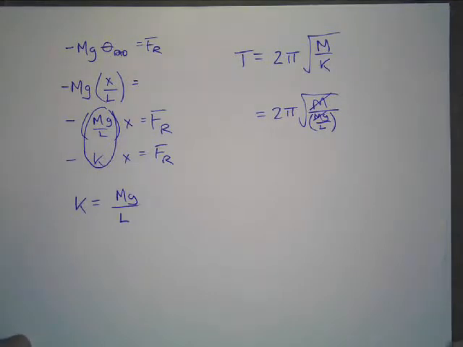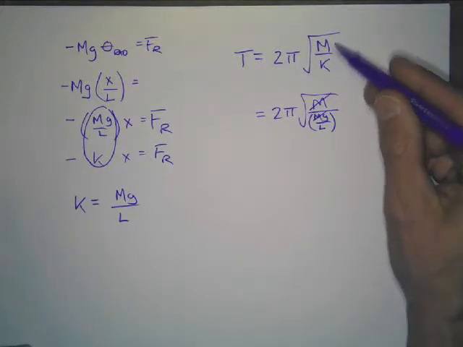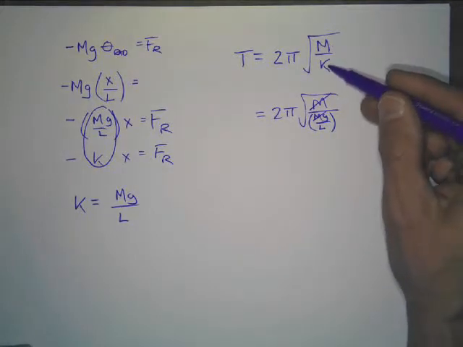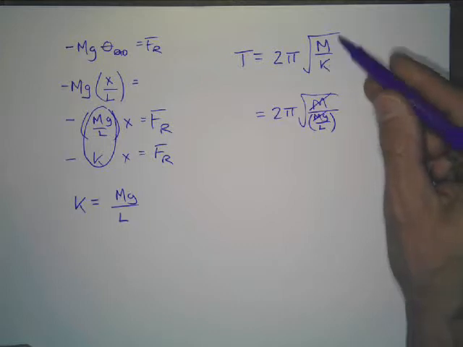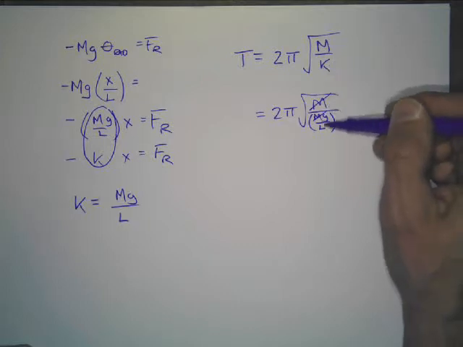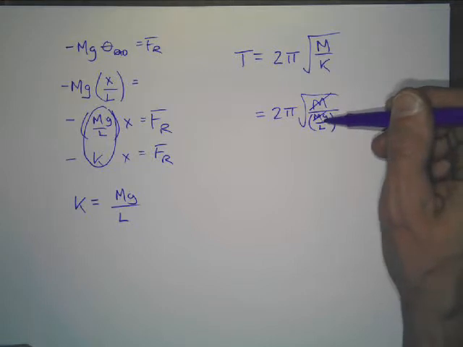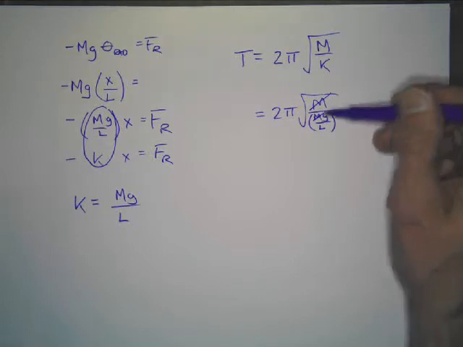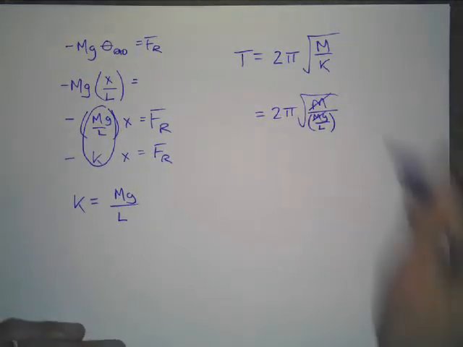So I'm hearing everyone going, oh, I hope. But for the spring, the mass didn't cancel out because the spring force doesn't know about the mass of the object. But in the case of gravity, the pull of gravity is proportional to that mass. So that's why the mass cancels out. And then you're left with 2 pi times the square root of L over g.